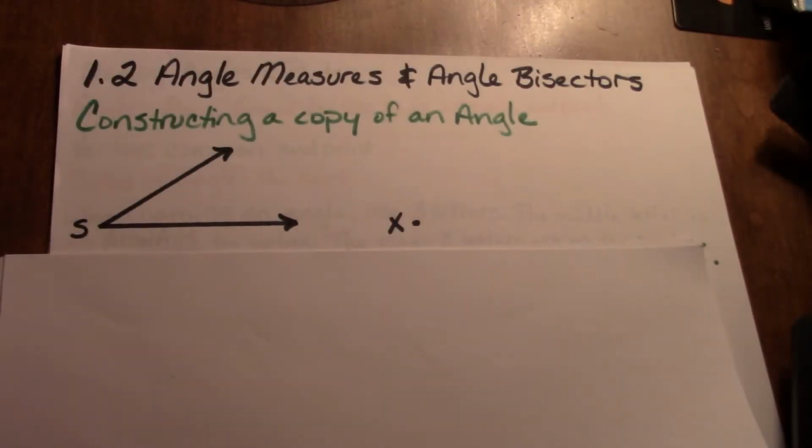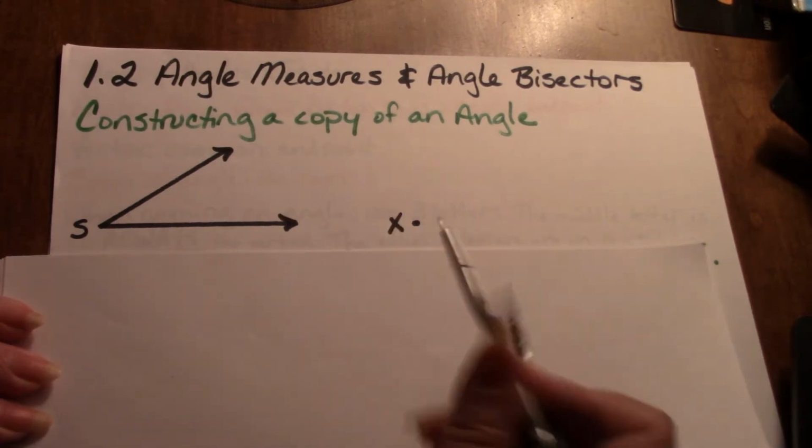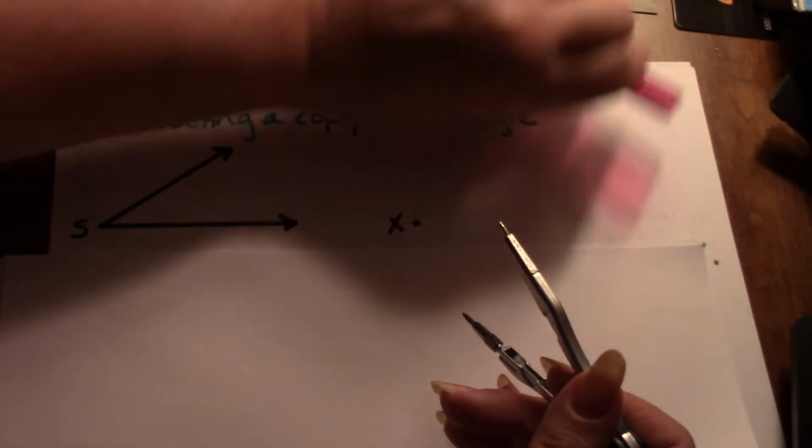Hello and welcome to Chapter 1, Section 2. Today we're going to talk about angle measures and angle bisectors. But the first thing we're going to learn to do is construct a copy of an angle. Again, we're doing constructions. We're actually going to get out our compass and figure out how to draw an angle with just a compass and a straight edge.